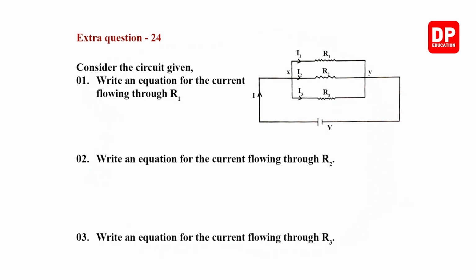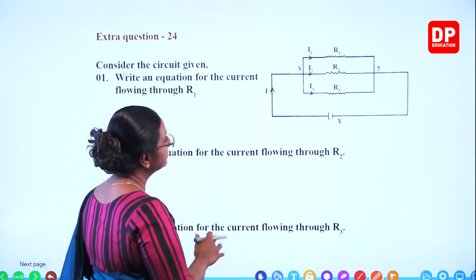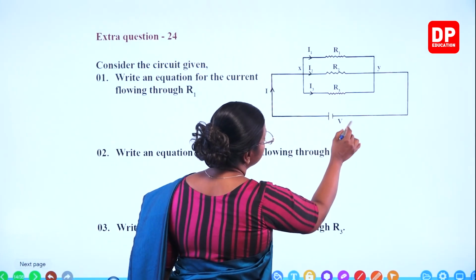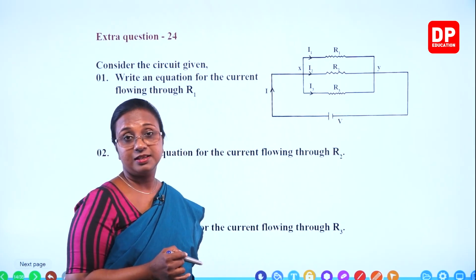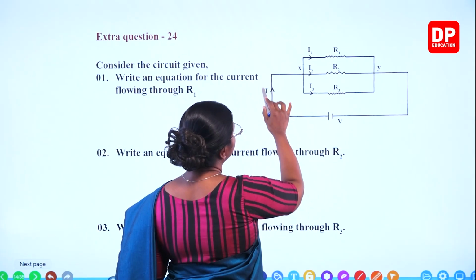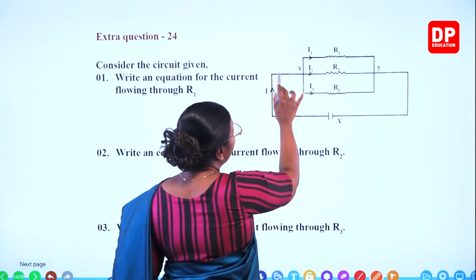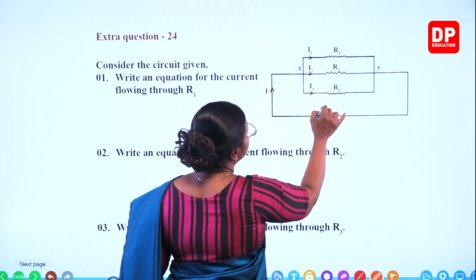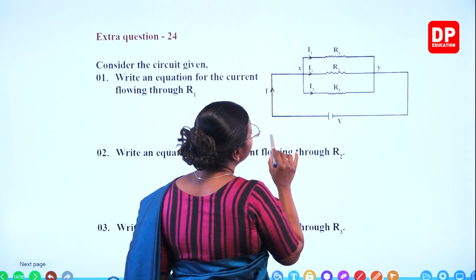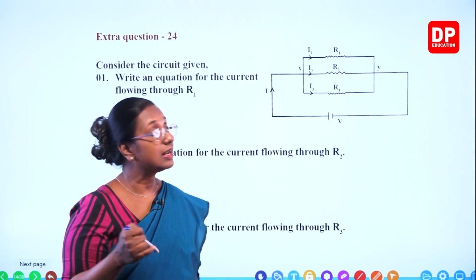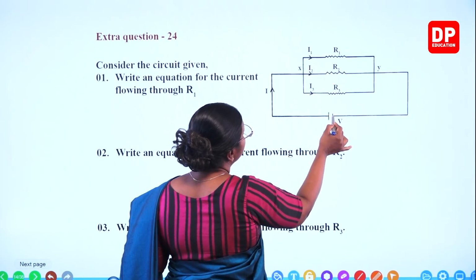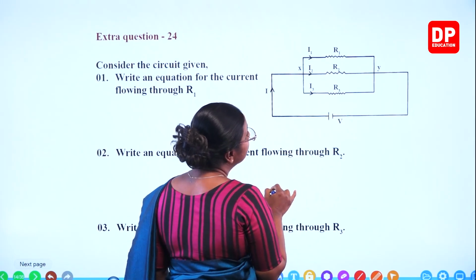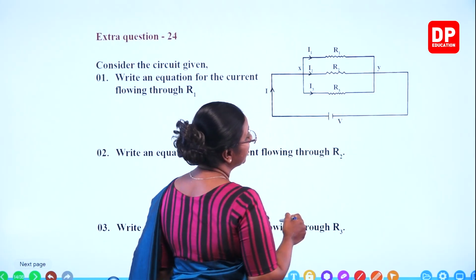Extra question 24. So first, you can see, consider the circuit given. So look at the circuit. Here you can see voltage, that is potential difference, marked as V. That is a dry cell, a battery. Then from there, they have indicated the current flow I. And at this point, there are three resistors R1, R2 and R3 connected in what manner? A parallel combination. And at the point X here, current gets divided into I1, I2 and I3. And again here you can see point Y.